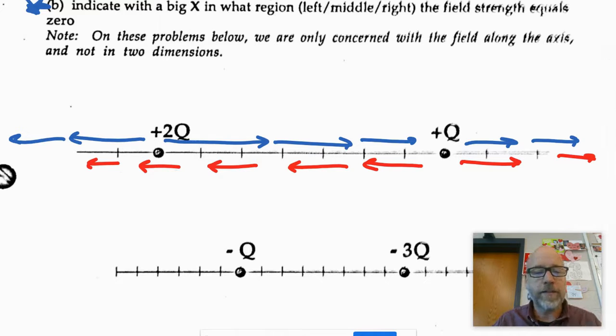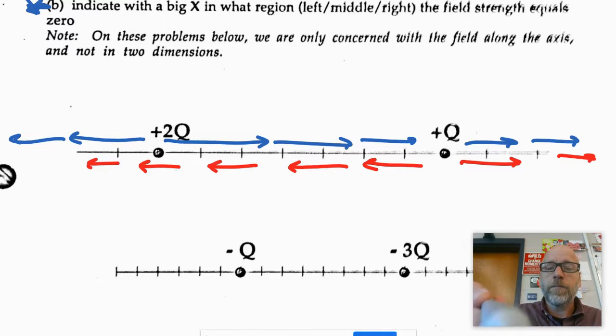Look at the left-hand side. Both vectors are in the same direction. Are they ever going to cancel out? Nope. Look in the middle. Are they pointing in opposite directions? Yeah. Somewhere in between there, that field is going to be equal to 0.